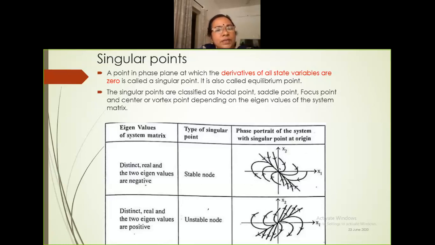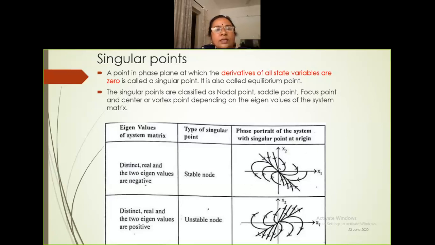Now, depending upon the position of the eigenvalues, the phase portraits vary. Okay, so what do you mean by singular point? The derivative of all state variables being 0 is called the singular point. Okay, now just see this table. Here, eigenvalues of the system matrix can be distinct, real, and 2 eigenvalues are negative. So suppose you have got in one equation 2 eigenvalues negative, that is, it is lying on the left hand side.